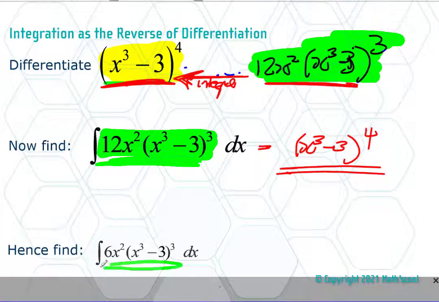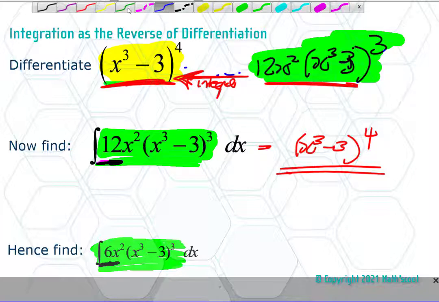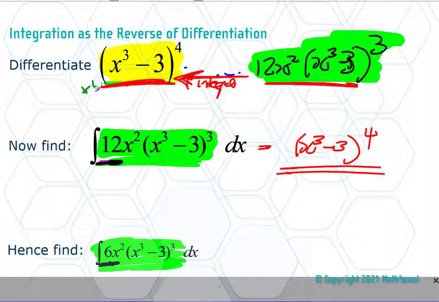So when they're asking me to integrate this, I'm thinking, well, it's kind of similar to the one they just asked me to integrate. In fact, instead of a 12 at the front, it's got a 6 at the front. That's the only real difference. So I'm thinking, why don't I halve both sides of this? Why don't I times both sides by a half? So times a half, times a half.